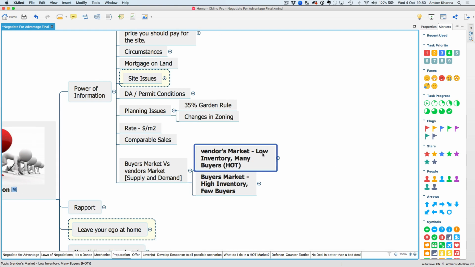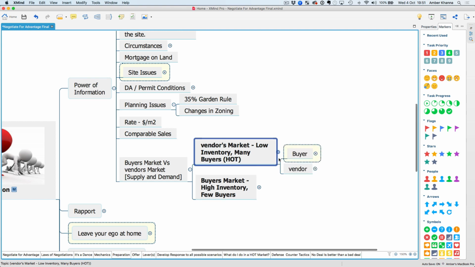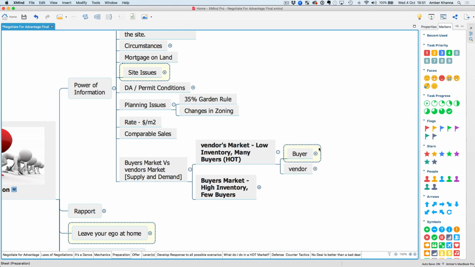Relocate bus stand. I personally came across this. The project I did in Brisbane had a bus stand right in front of it, which cost us 10 grand to relocate further up. Since I was in the project from the beginning, it wasn't like I was buying that, but these issues come up. There could be planning issues, the 35% garden rule, changes in zoning. So you've got to do your due diligence prior.